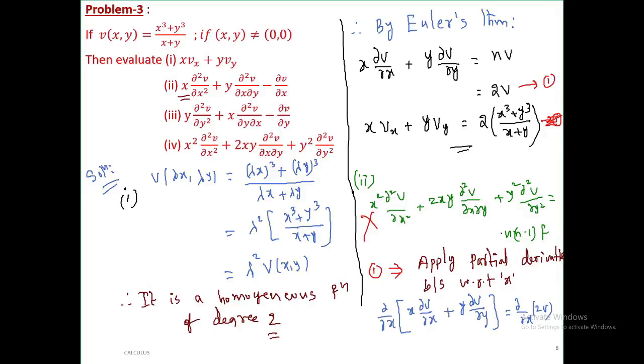So simply what is that? N into n minus 1 into f. So therefore this result here only I am writing. So what is this result? It is n into n minus 1 into f.